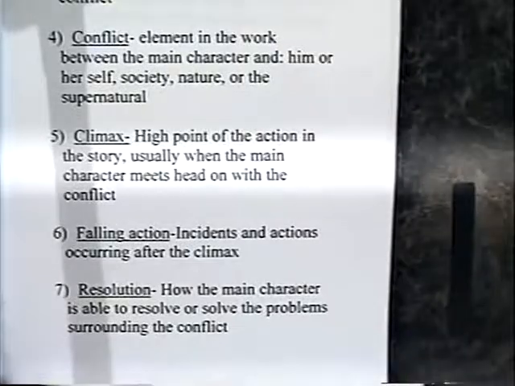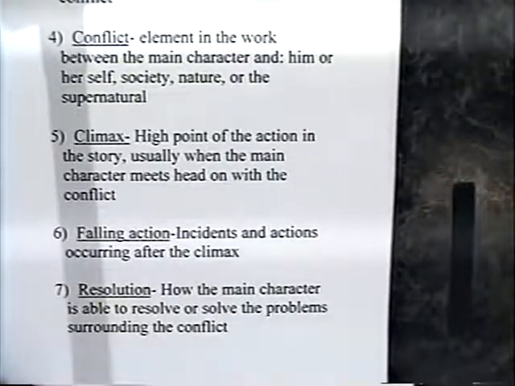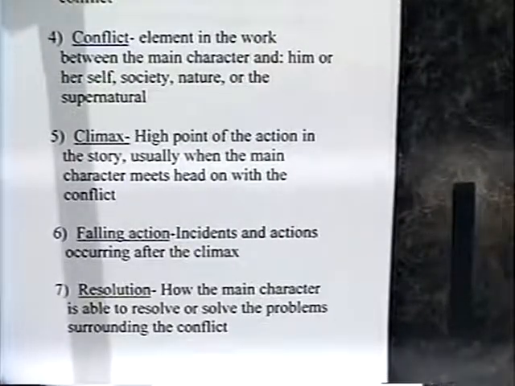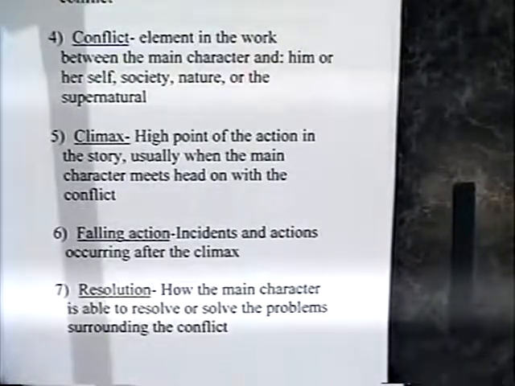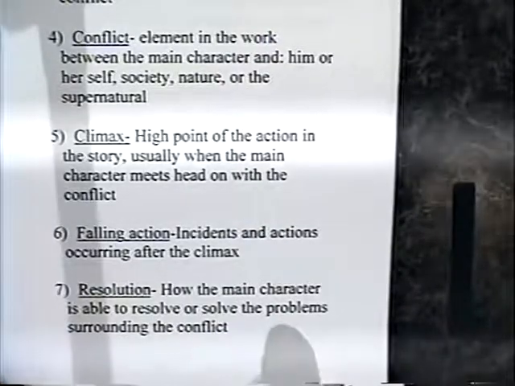Now, she's conflicted within herself because she's troubled. She's conflicted with society because that old woman tried to get rid of her dog. Her conflict with nature, she's fighting that tornado. And then supernatural, she has to fight the witch. So I'd say Dorothy was very conflicted.